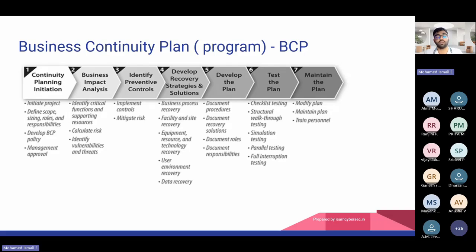It could be any development or anything else. We need to test before getting into production, right? Similarly, if you develop any business continuity plan, that must be tested. The testing will be covered later. There are steps we need to follow while testing the business continuity plan. Then modify, maintain, train the personnel, and the final one, maintain the plan.